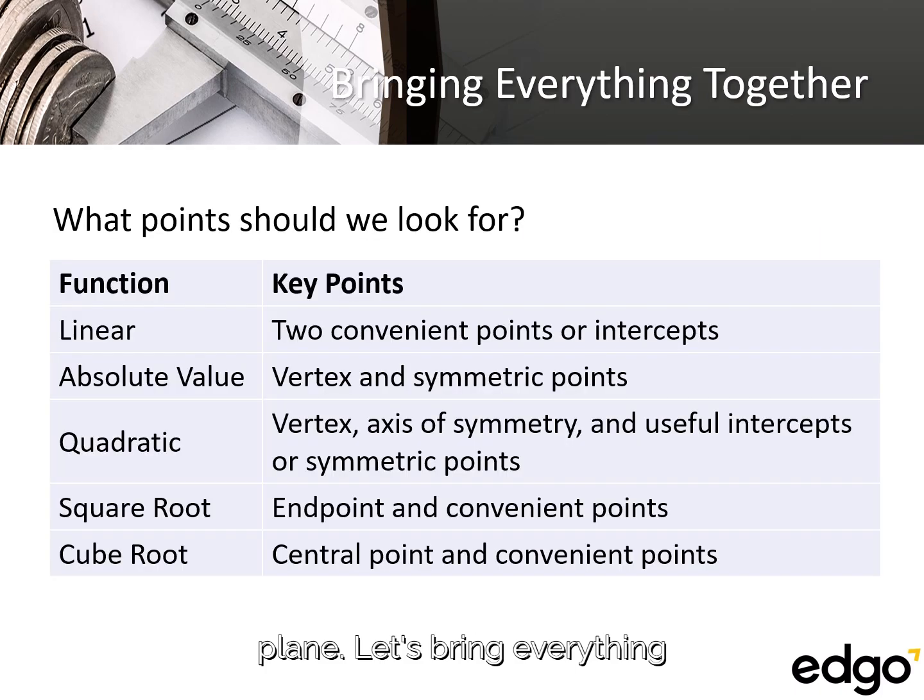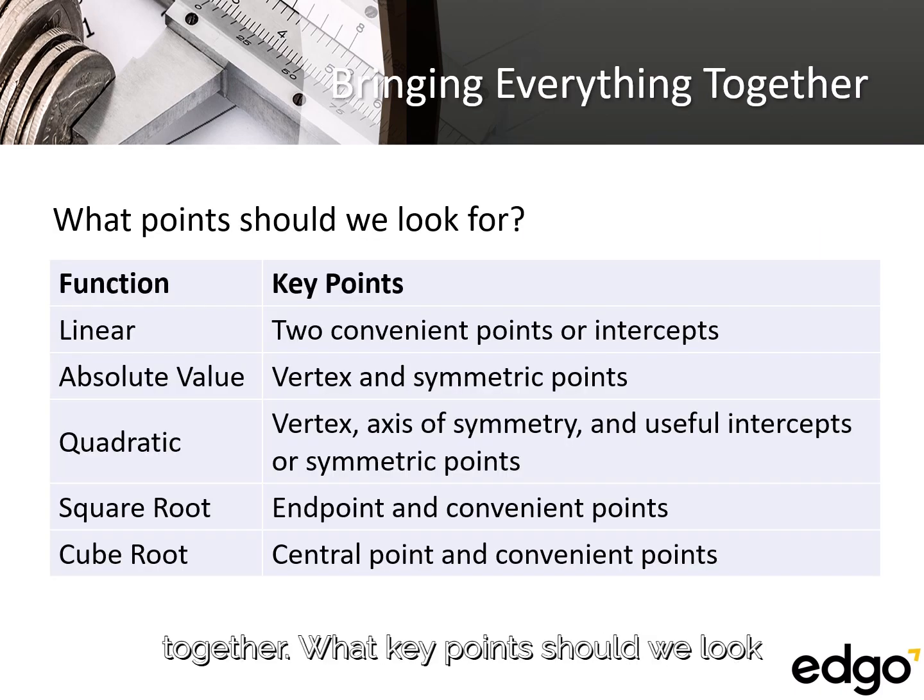Let's bring everything together. What key points should we look for with each function? For a linear function, we can use two convenient points or intercepts. For an absolute value function, we use the vertex and symmetric points. For a quadratic function, we use the vertex, the axis of symmetry, and useful intercepts or symmetric points. For a square root function, we use the endpoint and convenient points. And for a cube root function, we use the central point and convenient points. The important idea is that different function families require different useful points.